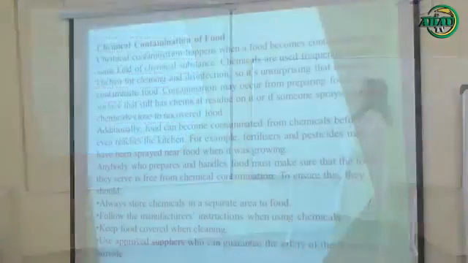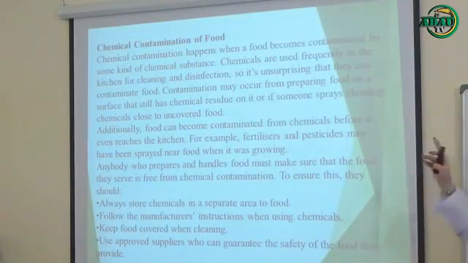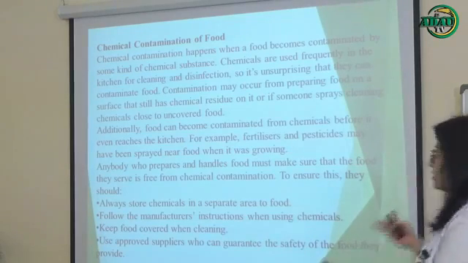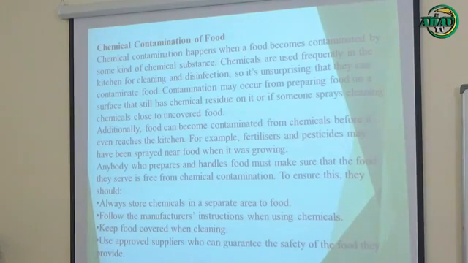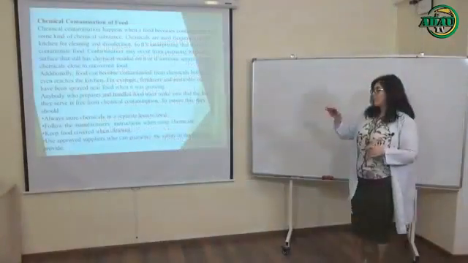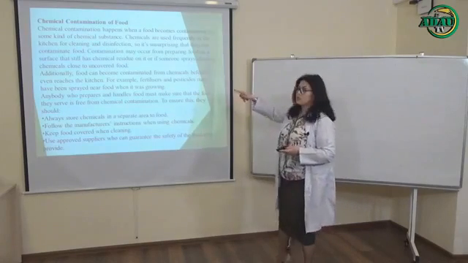Contamination may occur from preparing food on a surface which has been cleaned before with chemicals and still has chemical residue on it. Additionally, food can become contaminated with chemicals before it reaches the kitchen. It can happen on the farm, it can happen in the field, it depends on the food company, so it depends on the situation. For example, fertilizers and pesticides may have been sprayed near food when it was growing.